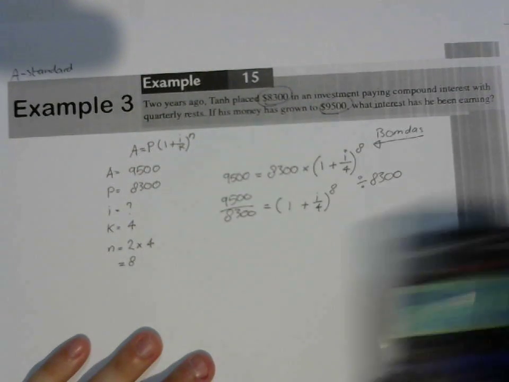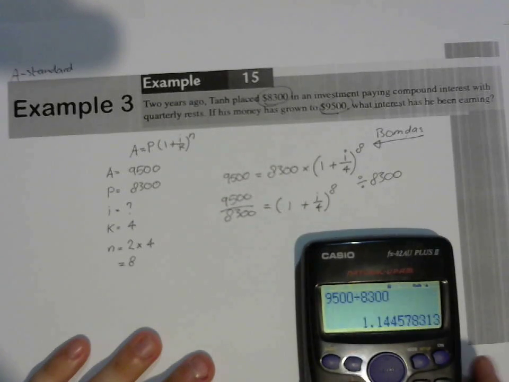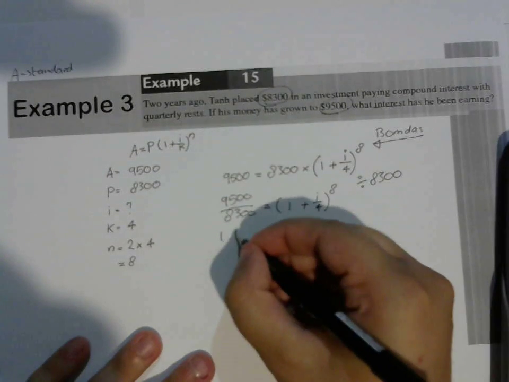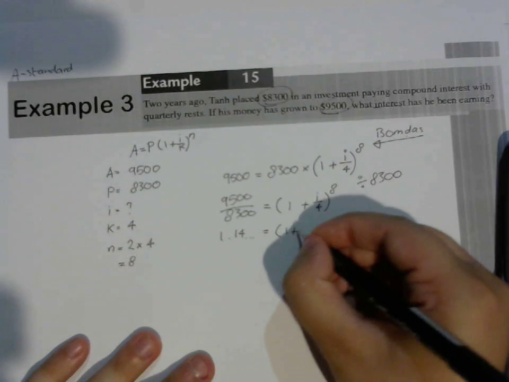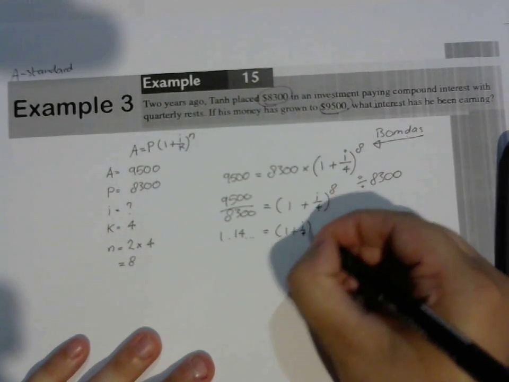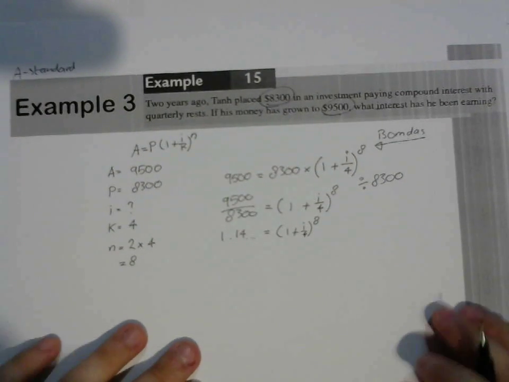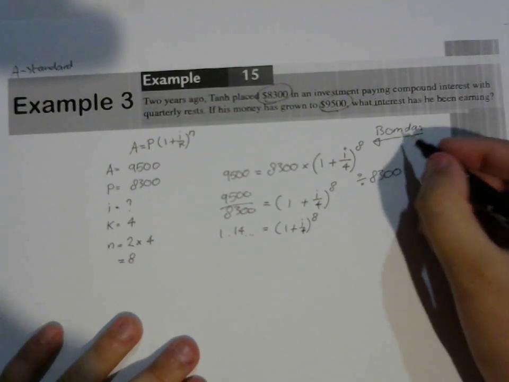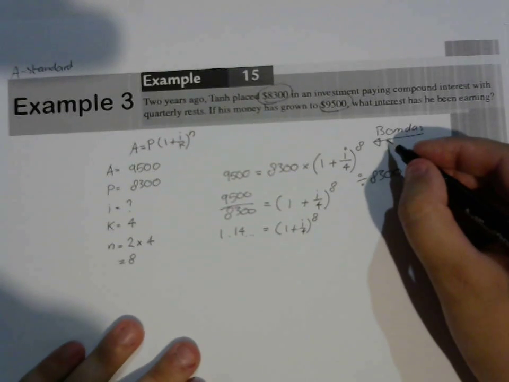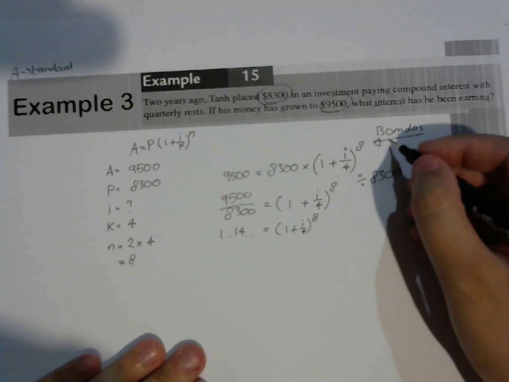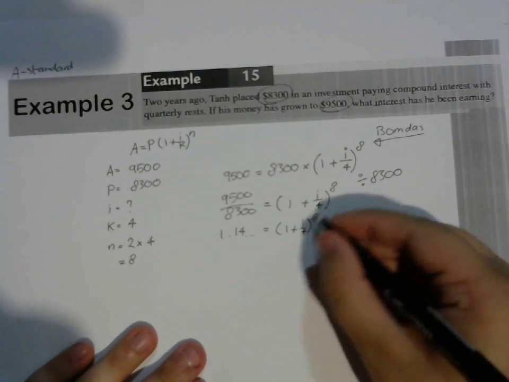Okay, and I'm going to put it on my calculator. 9500 divided by 8300 equals 1.14..., equals 1 plus I over 4 to the power of 8. I'm going to leave that number on my calculator there, so I don't lose it. Okay, no more multiplication or division left. Next is order, so to the power of or a root of. In this case, we have to the power of 8.